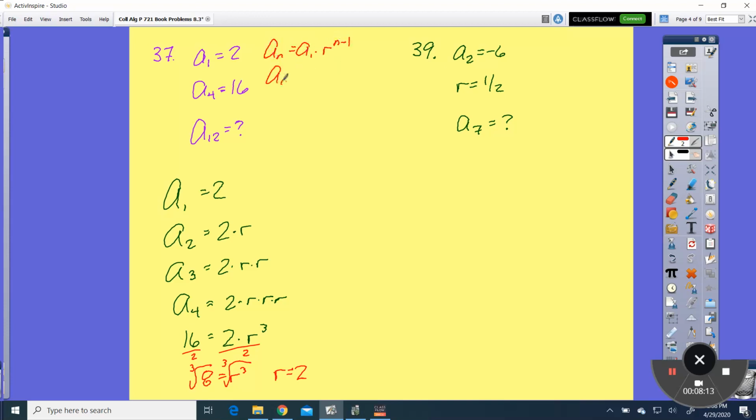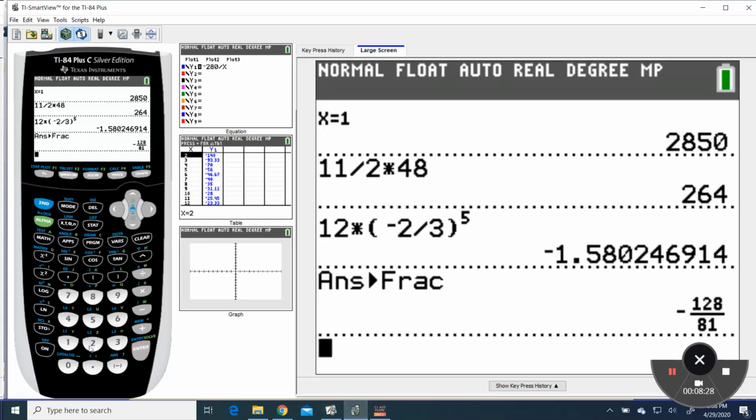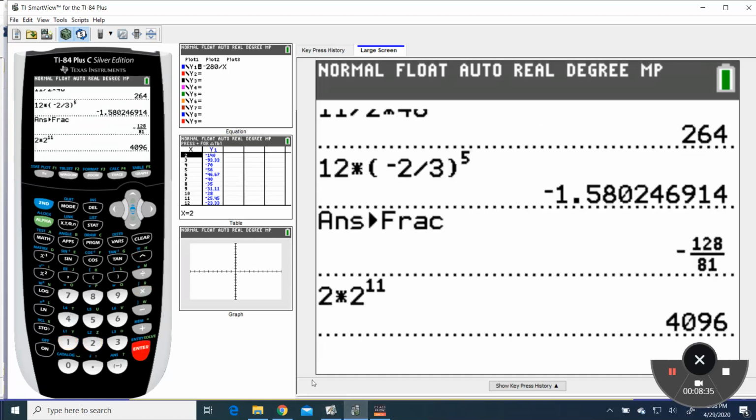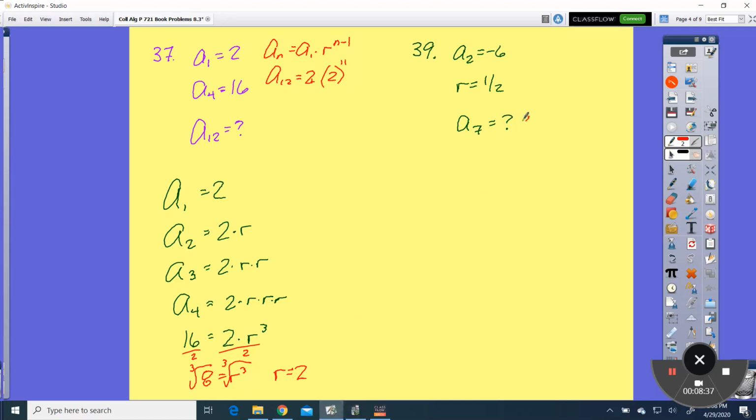So A12 equals A1, which is 2. R is also 2. 12 is our n, so 12 minus 1 is 11. So now I just come to my calculator. 2 times 2 to the 11th. Work your magic, calculator. There it is, 4,096. So that's our answer for number 37.